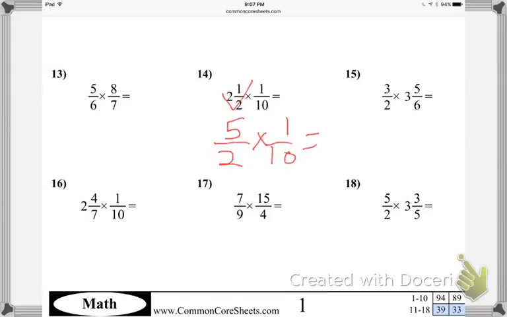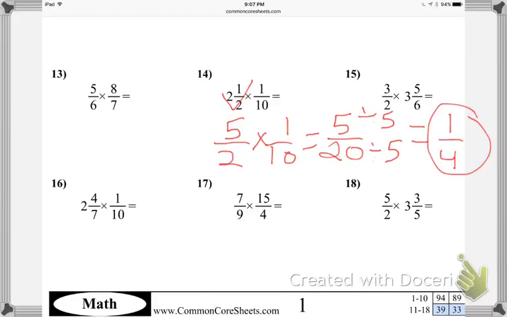If I go ahead and multiply straight across, I would get 5 times 1 is 5. 2 times 10 is 20. Notice my fraction needs to be simplified. I could divide both the numerator and the denominator by 5. If I do that, I would get 1 over 4. Same answer that I got when I cross-canceled. I'm going to erase.